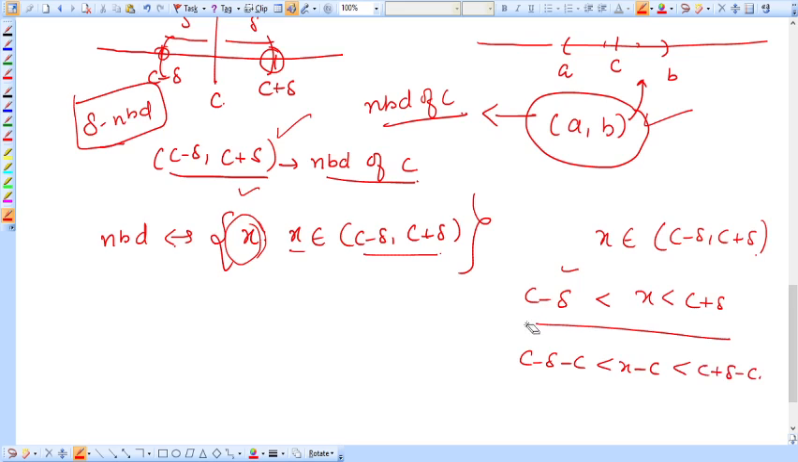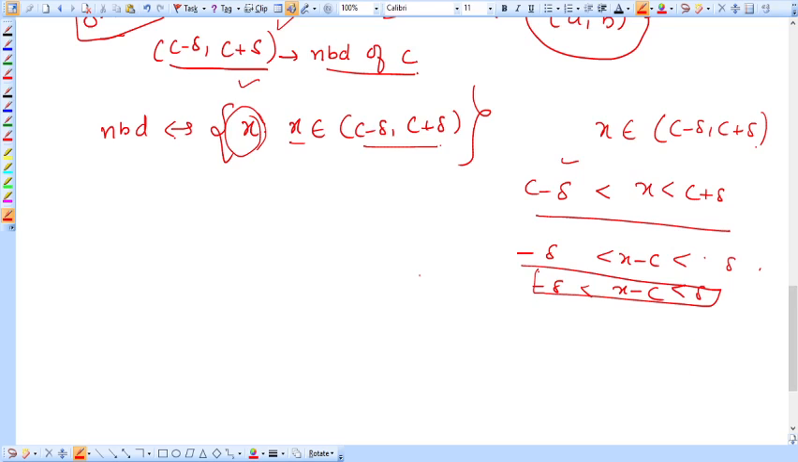See, this C and this C get cancelled, and we are left with minus delta. This C and this C again get cancelled. So you can write x minus C is less than delta and x minus C is greater than minus delta. Going a bit further, I can write it as modulus of x minus C is less than delta, right?